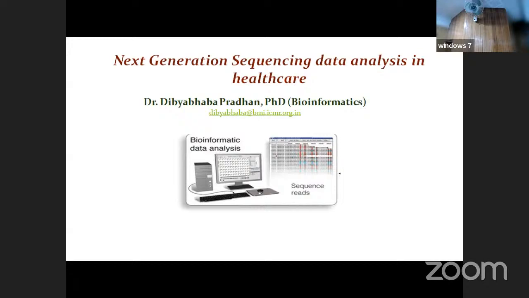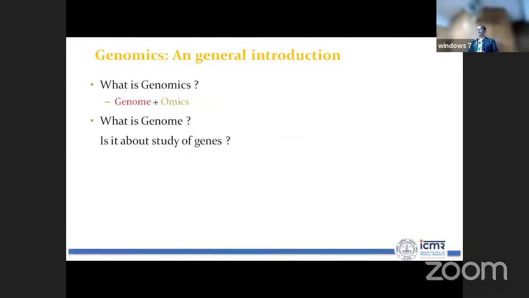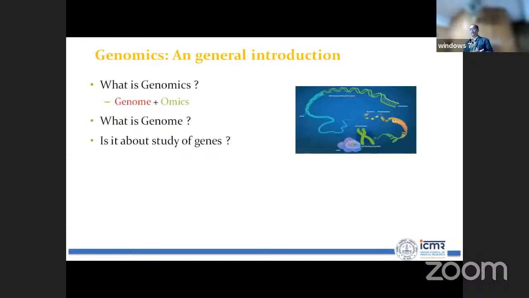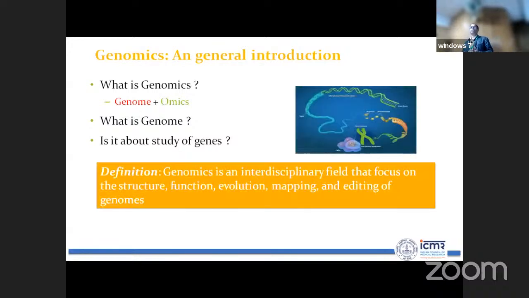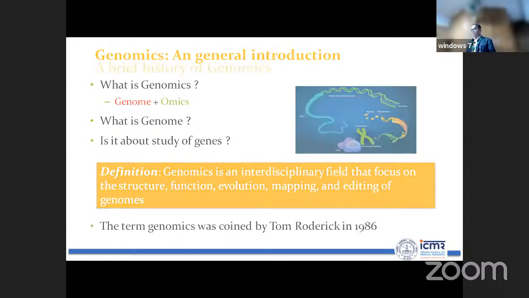Then after our lecture, we'll be doing a hands-on session basically on analyzing NGS data, on the RNA-seq technique. Okay, differential gene expression analysis. So the lecture is focused mainly on NGS data analysis in healthcare. So to just briefly tell what genomics is, it is basically the study of the genome. Okay. So it is the study of the haploid set of an organism's genome, which is basically genomics.